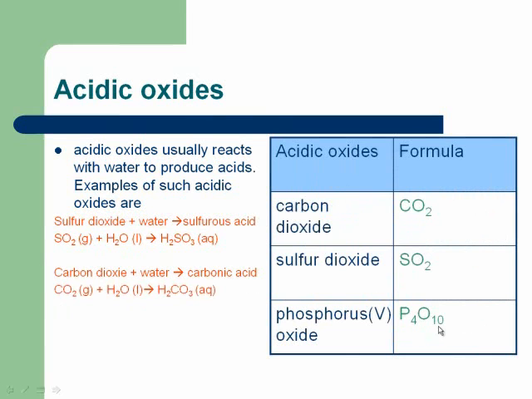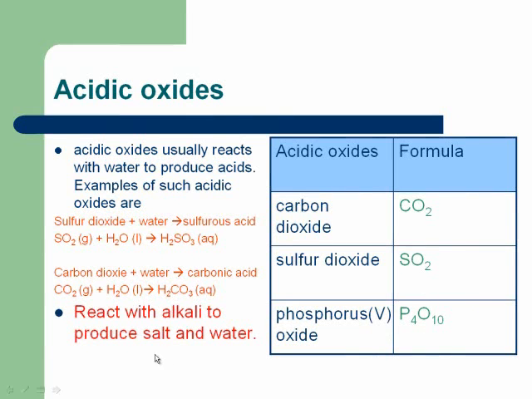You realize that for acidic oxide, the formula will contain more than one oxygen. You see, CO2, there are 2 oxygen in the formula. SO2, also 2 oxygen in the formula. And P4O10, 10 oxygen. So these acidic oxides react with alkaline to produce salt and water. This is an example. Sulfur dioxide reacts with alkaline sodium hydroxide to give you sodium sulfite and water.